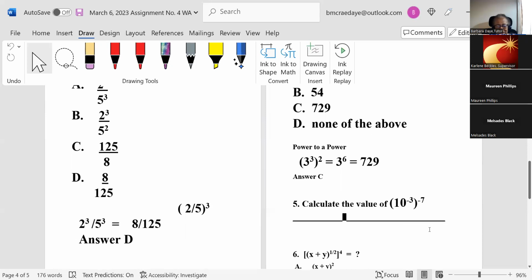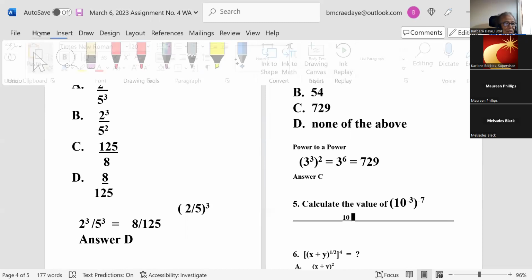Minus times minus gives what? A plus. Yes. So what is your answer? 21. Well, the whole answer. Give me the base. The base is 10. That's right. Very good. And then the exponent, it's 21. Okay, very good. So let's put 21.